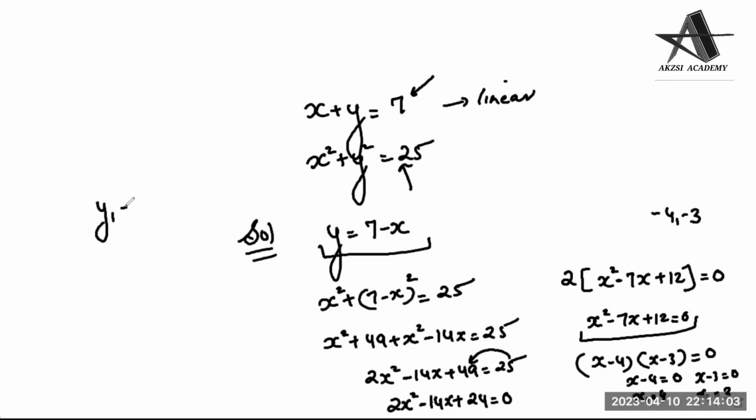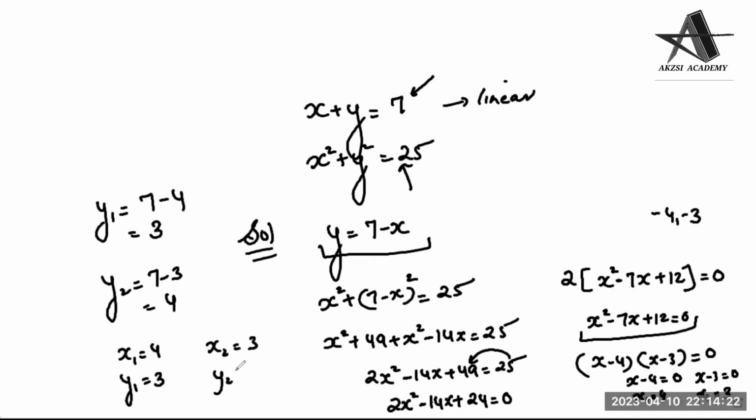So y1 will be when I put x1. x1 is 4, so 7 minus 4 is 3. And y2 you will get when you put x2. So 7 minus 3 is 4. So the combinations are x1 is equal to 4, y1 is equal to 3, and x2 is equal to 3, y2 is equal to 4. So that's it for today.